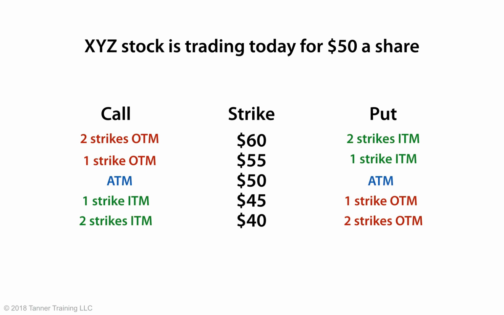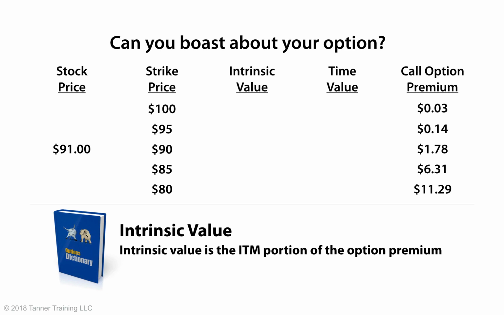So, part of your homework, at the end of this particular section, when we finish the options section here, and then we'll get into some example trades, is to find an option chain and start practicing seeing what's in the money portion and the out of the money portion in these options. Where are they? Can you boast about your option? Let's do another exercise together and see if we're grasping this well.